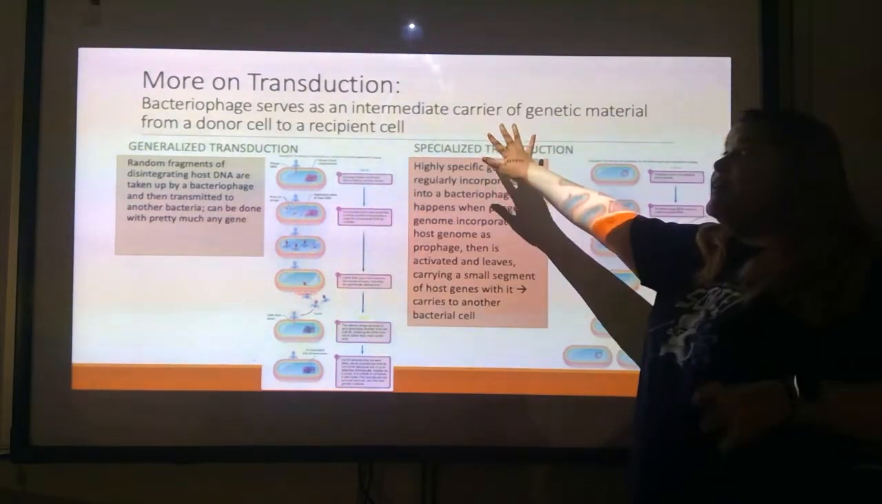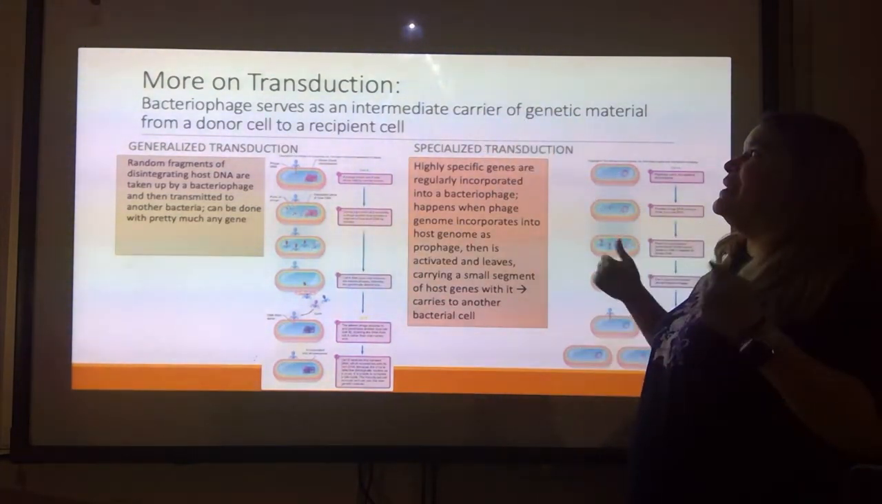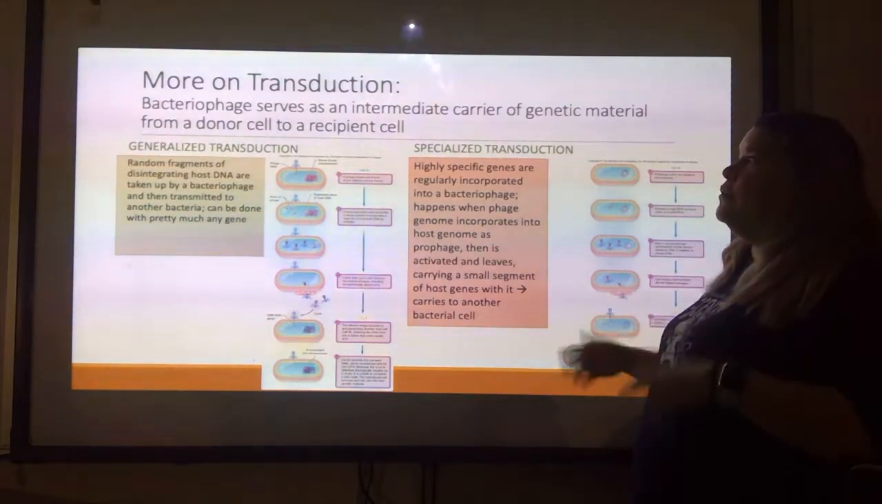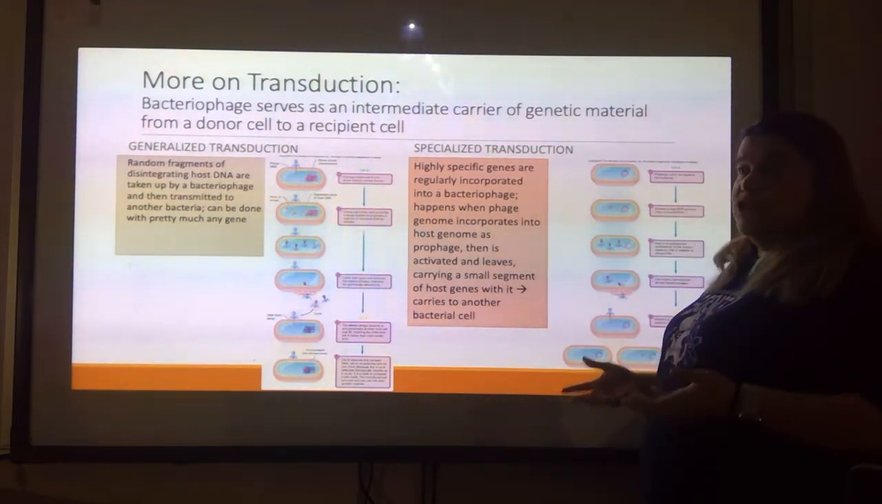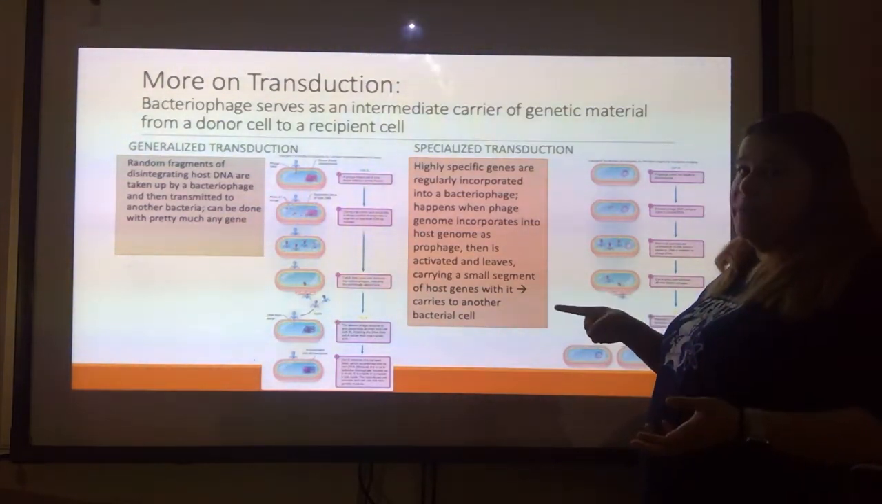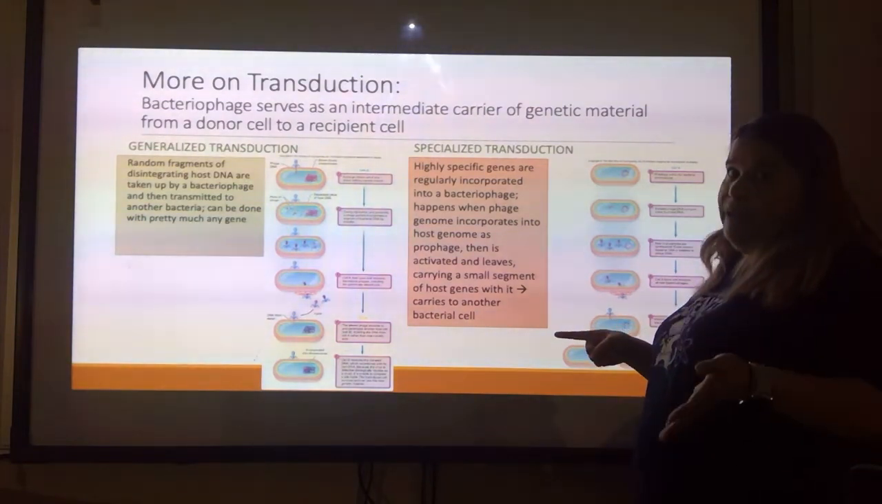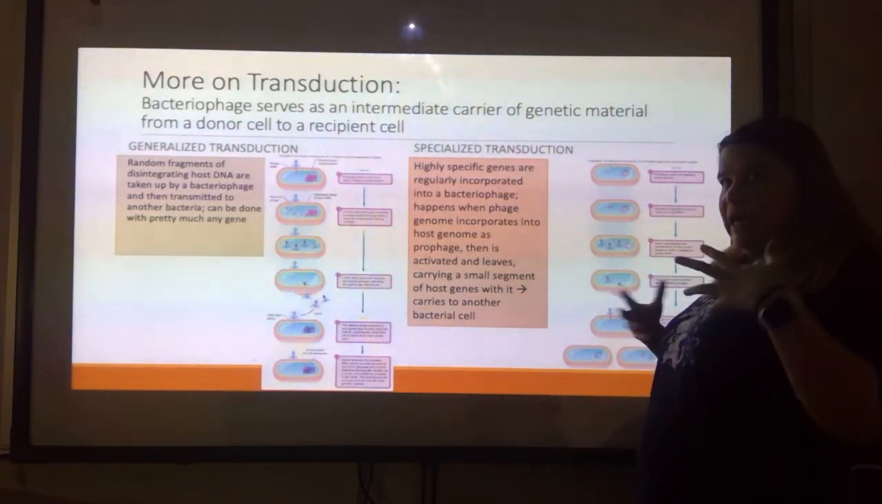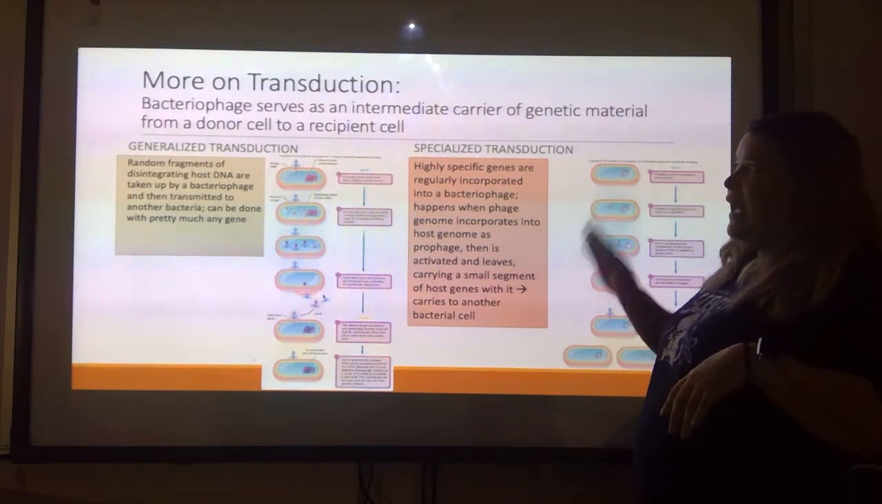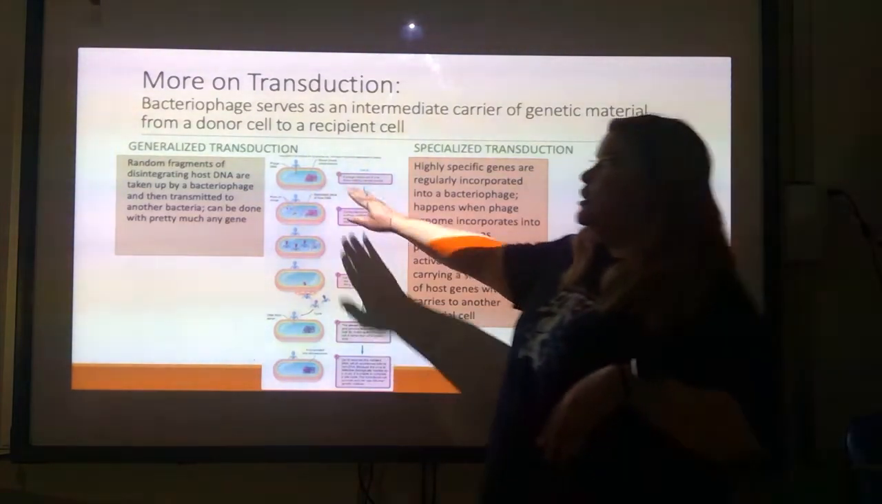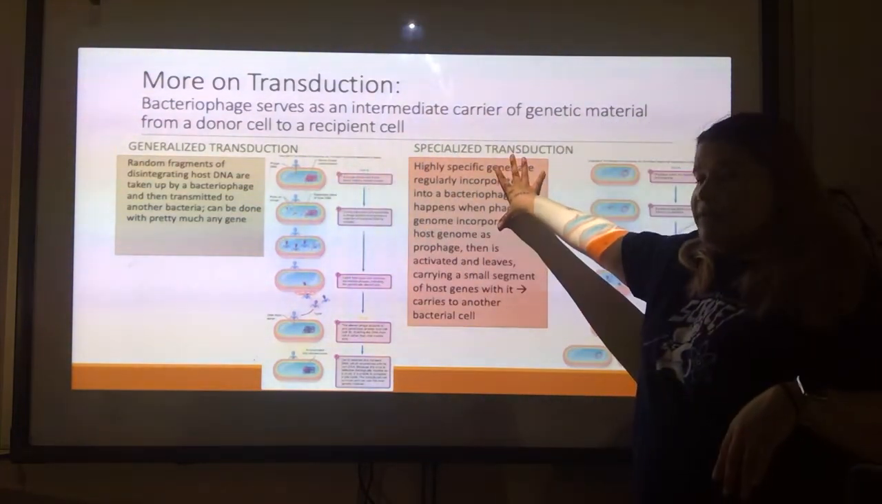A bacteriophage serves as an intermediate carrier of genetic material from a donor to a recipient. So literally, this guy is responsible for picking up and dropping off. The cells never really come into contact with each other. We have two types of transduction, generalized and specialized.